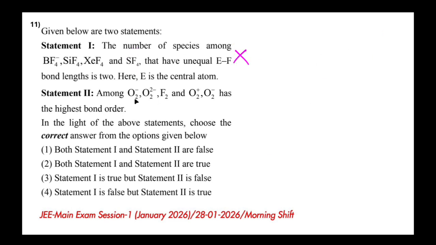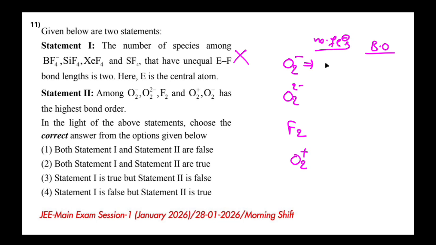In statement 2, the bond order of O2 minus, then O2 2 minus, then F2, then O2 plus. Let us see the number of electrons and bond order. What are the numbers of electrons? 17, 18, 18 and 17 electrons.